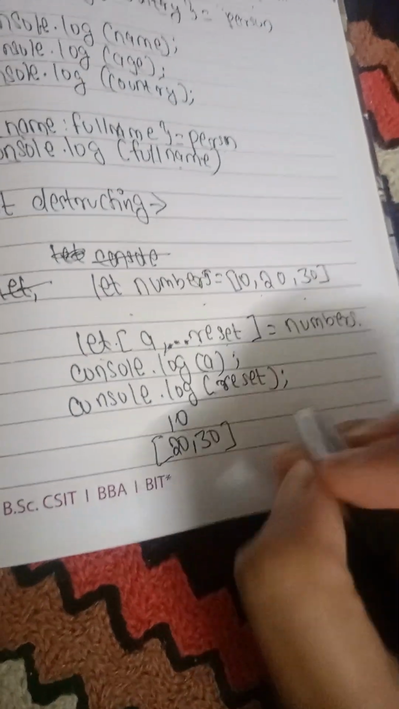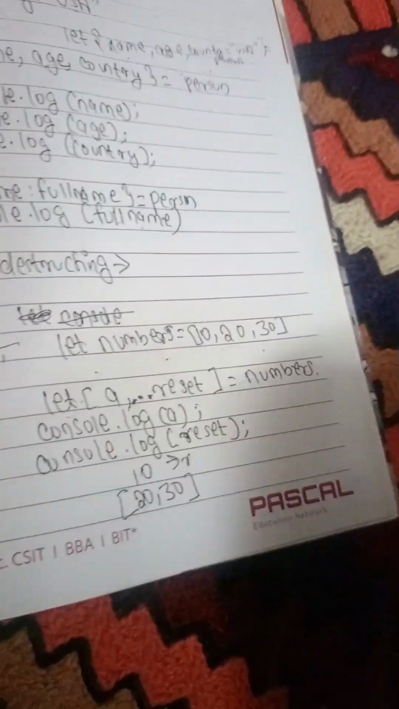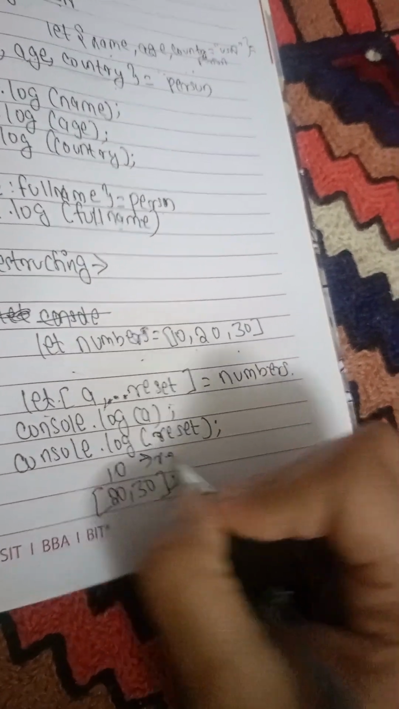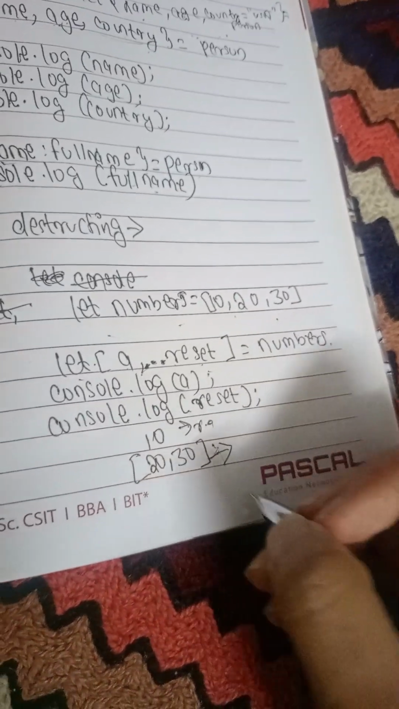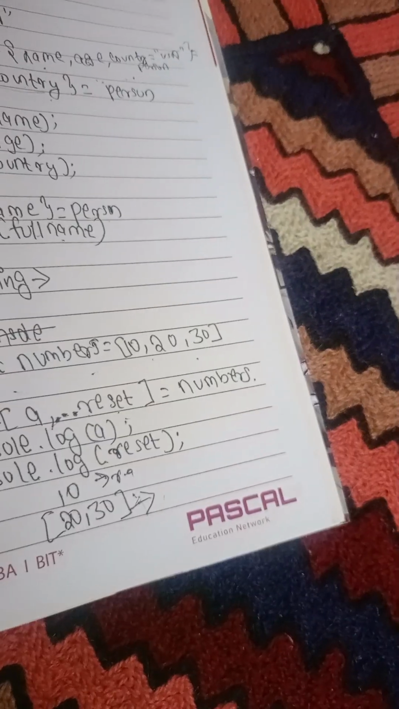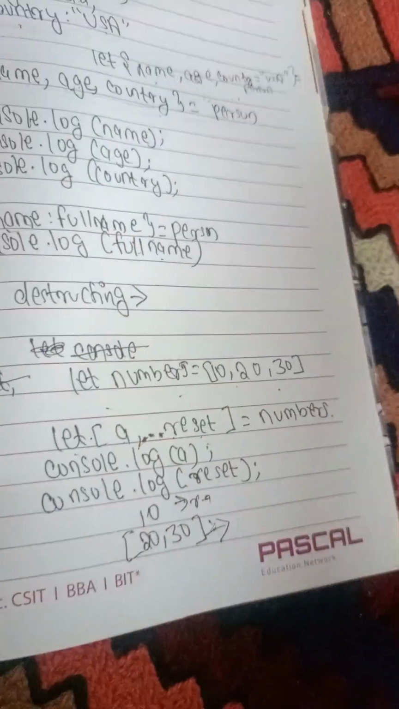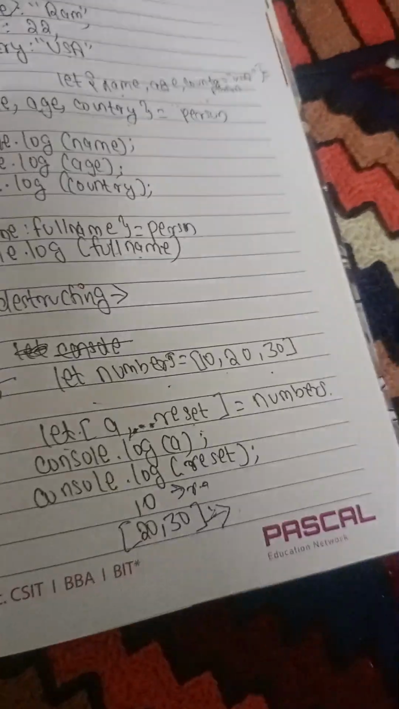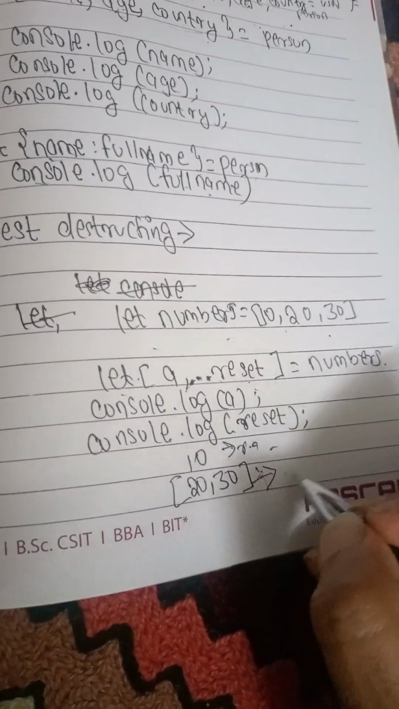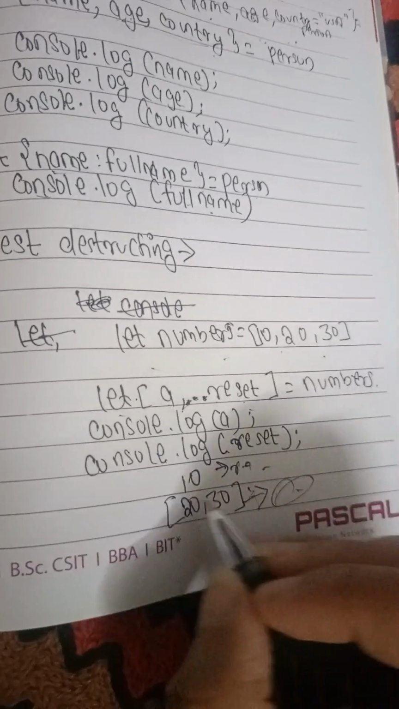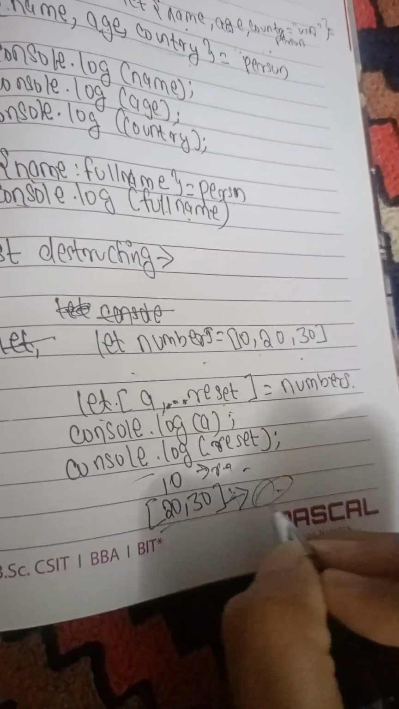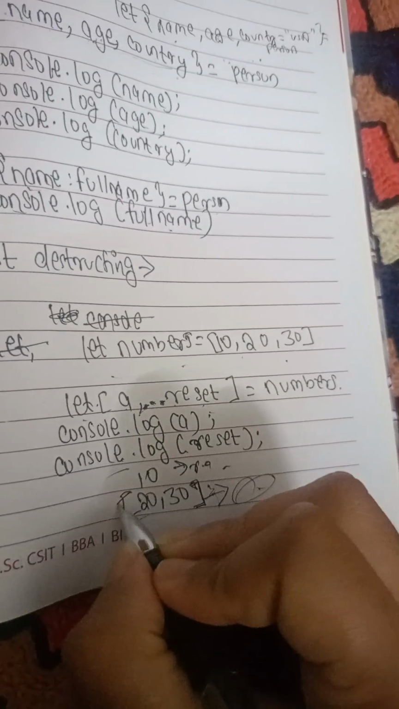Why is it going to print like that? Because rest is the remaining values. One is a, and the other is the remaining values, rest, and the rest is always inside an array. So let's think of it like that.